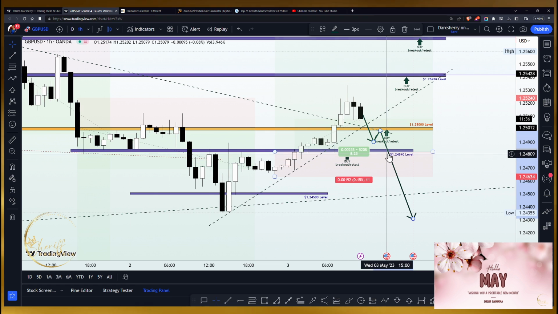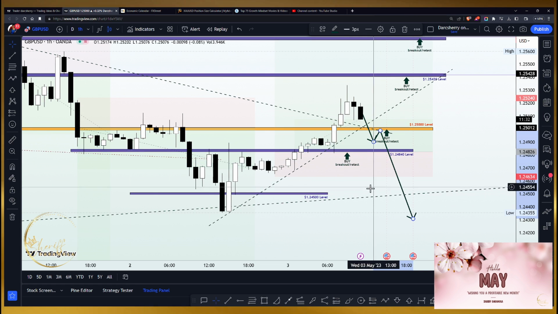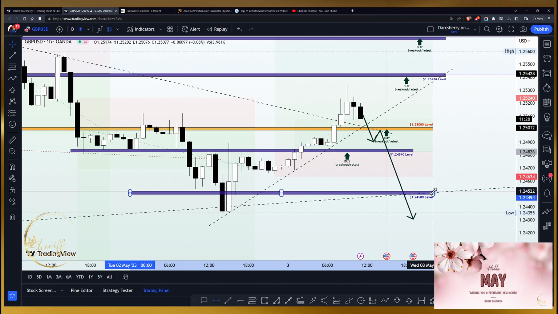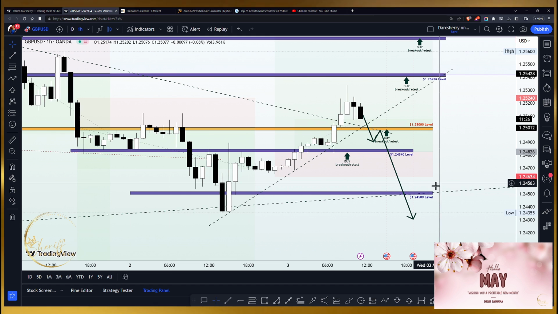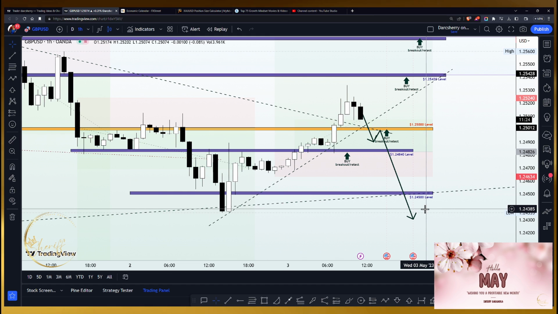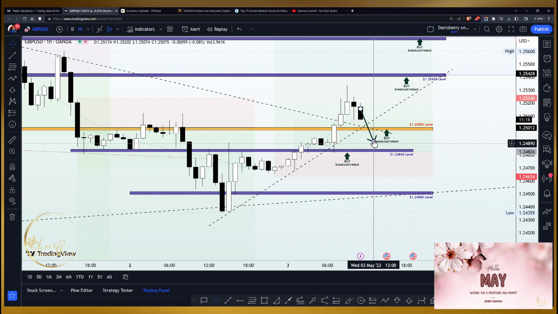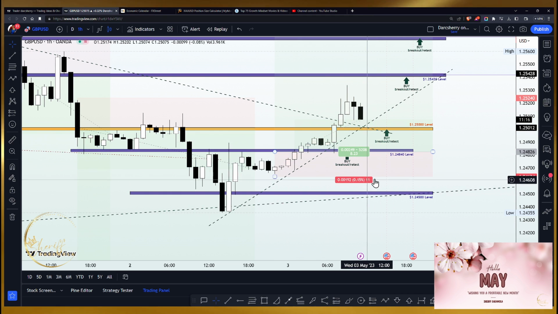Then a further breakdown of the 1.24840 will welcome more sell positions in this market. Then we also have a structure here at the 1.24500, another strong psychological level, where the breakdown retest of this level also will be welcoming more selling opportunities. So these are the scenarios we are going to be looking at on the GBPUSD for today.